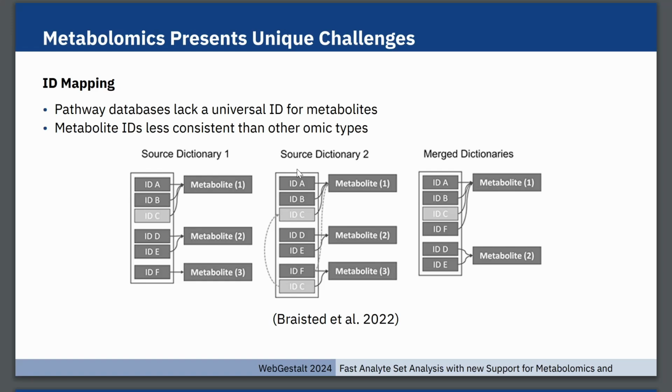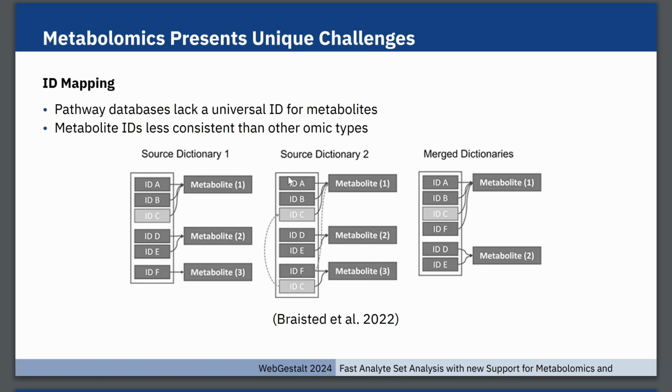And it is a really big struggle for us because in enrichment analysis, we work in absolute terms. It's this gene is in this set or it's not. Or this metabolite is in this set or it's not. So this was a big issue for our tool moving forward.